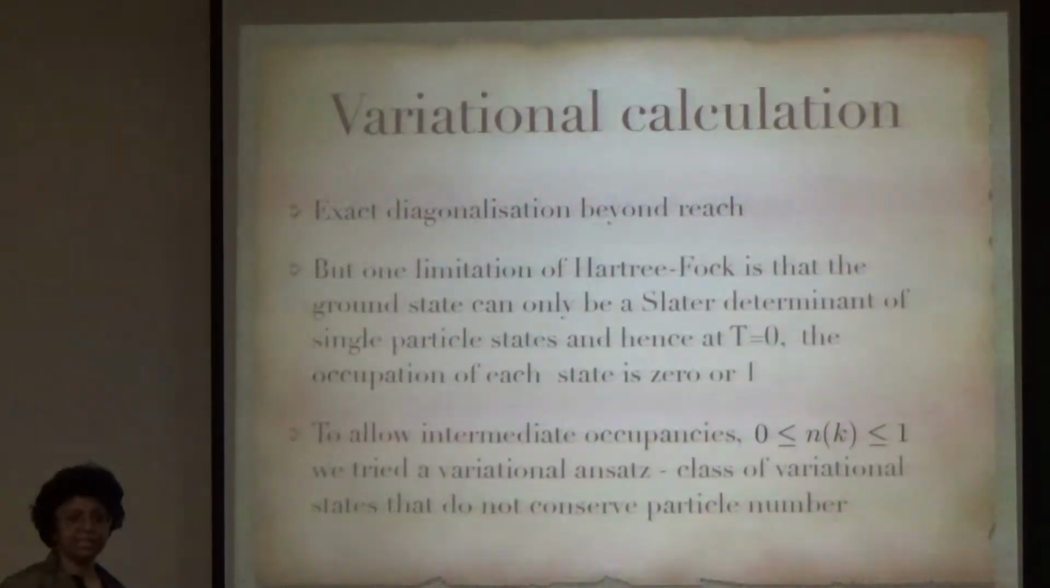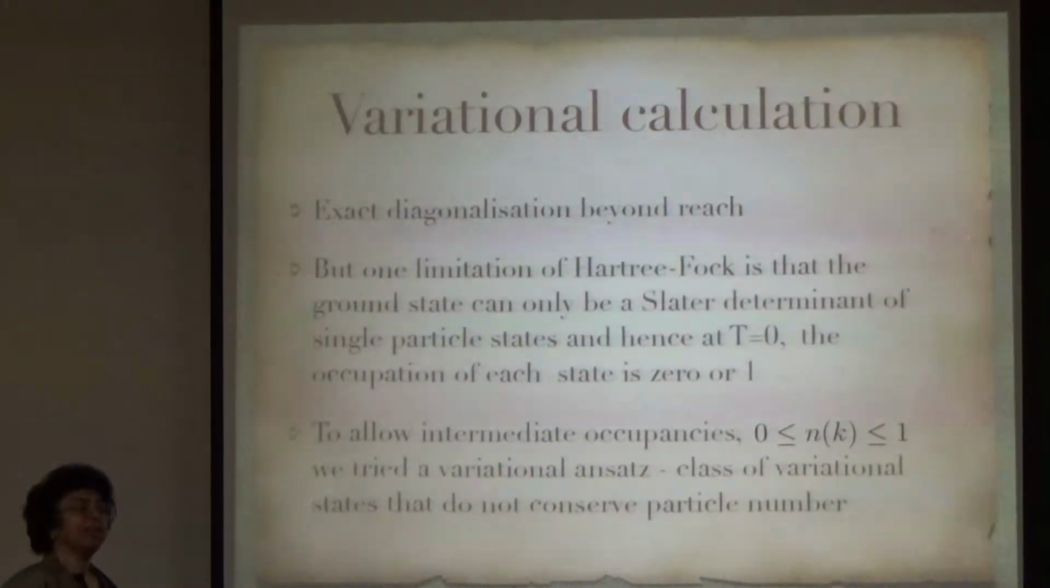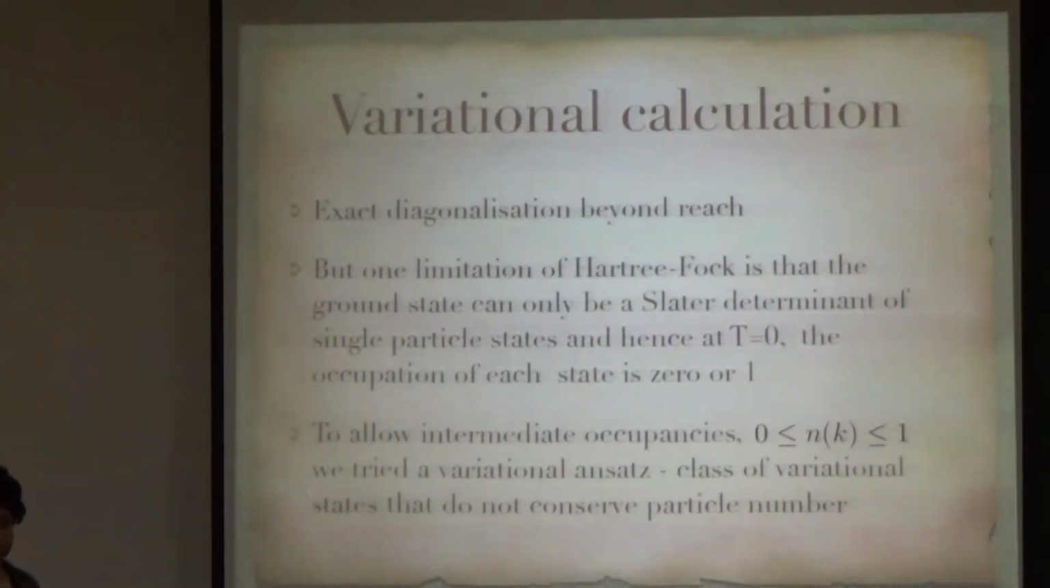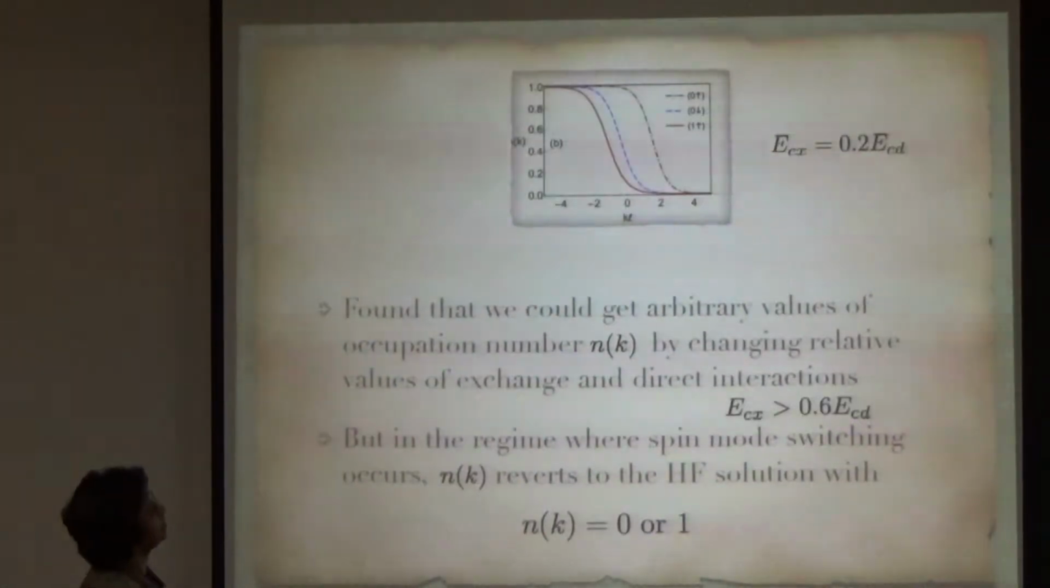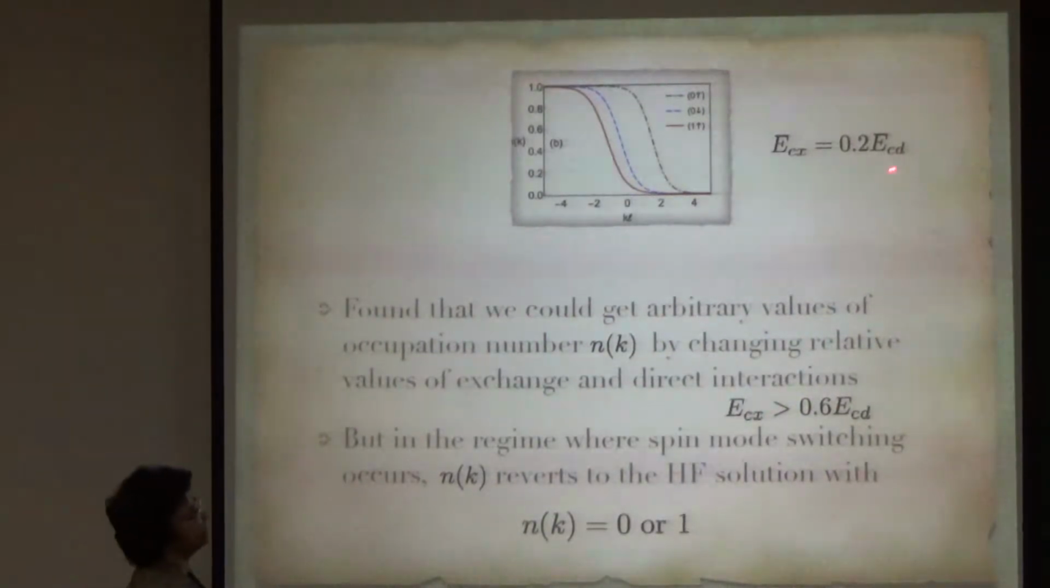For instance, we took a Slater determinant, in our case, which is a combination of 0, 1, 2 and 3 fillings. And in fact, we checked that when we used it for just the nu equal to 1 with 0 and 1, it gave pretty good answers close to the exact ground state. But unfortunately, here for us, we found that we could get non-arbitrary values of occupation number by changing relative values of exchange and direct interaction, as long as the exchange was a small percentage of the direct interaction, that is the Fock, this is the Fock and this is the Hartree term, then one could get things like this.